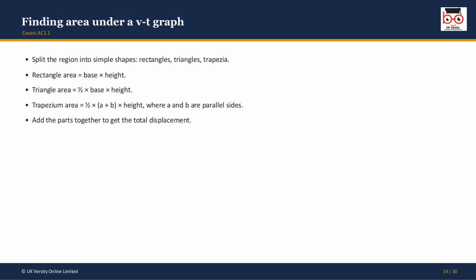When the area under a velocity-time graph isn't a simple rectangle, the trick is to break it into shapes you already know. Split the region into rectangles, triangles, and trapezia. A rectangle's area is base times height, a triangle's is a half times base times height, and a trapezium's is a half times the sum of the two parallel sides times the height between them. Add all the pieces together and you've got the total displacement.